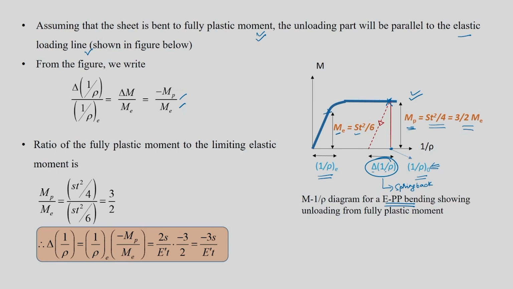Okay. So now because I am unloading the material from fully plastic state, which is nothing but my Mp is going to come, I can simply say that this Mp is nothing but my delta M. The change in moment is nothing but my fully plastic moment only, which is nothing but my Mp. So this minus Mp is nothing but your del M. Directly we can write that because I am going to fully unload it, unloading the material from a fully plastic moment, so that the change in moment is nothing but my Mp itself.